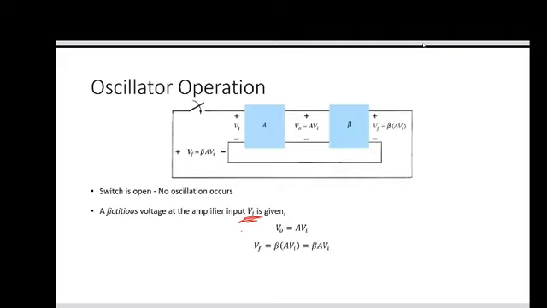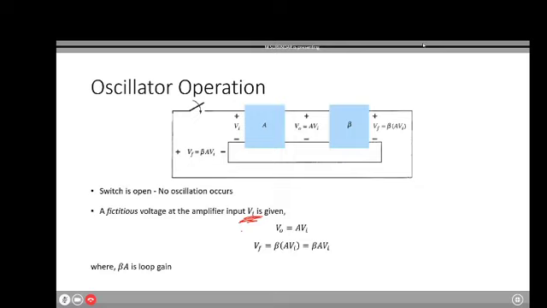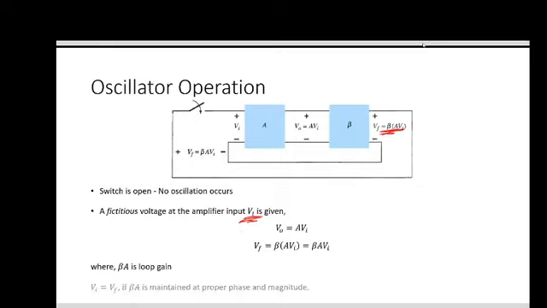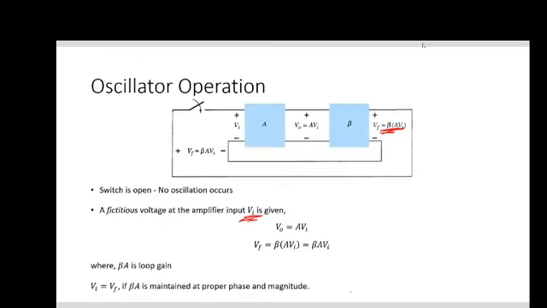Here beta A is known as the loop gain. You can clearly see that VA and VF should have equal phase and proper magnitude. They must be of equal phase, and the loop gain must be maintained at 1. This is the basic requirement of an oscillator to operate. We will see this in detail.